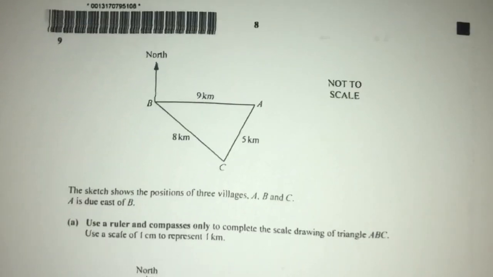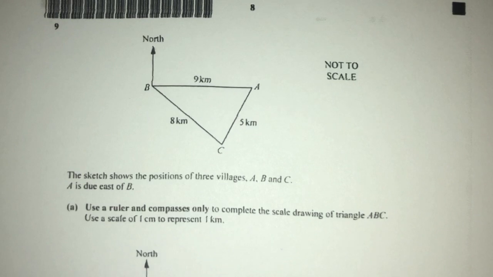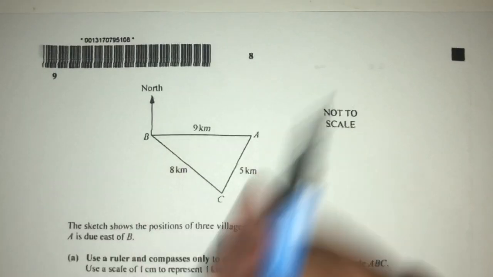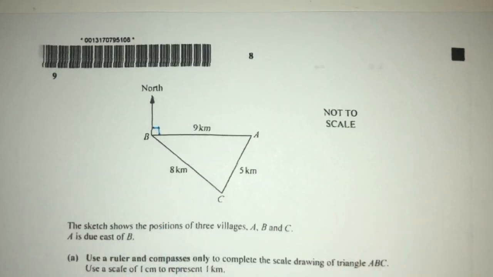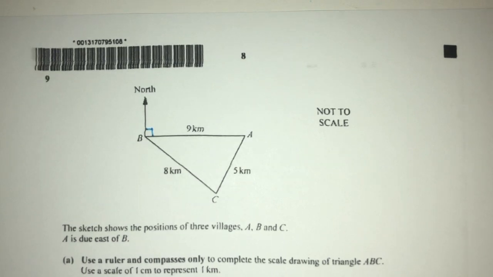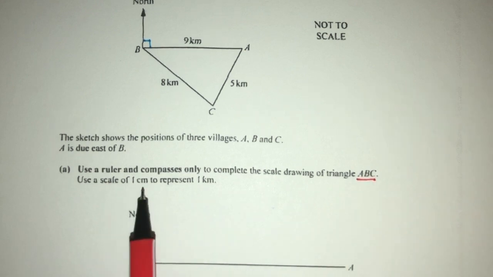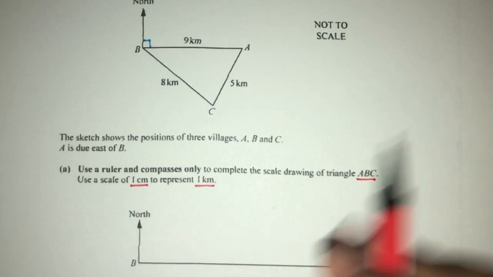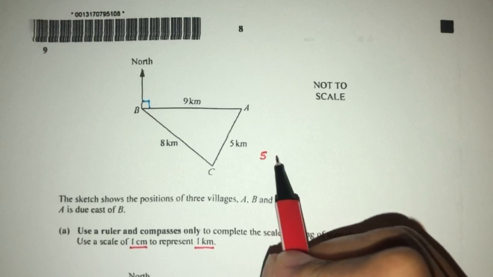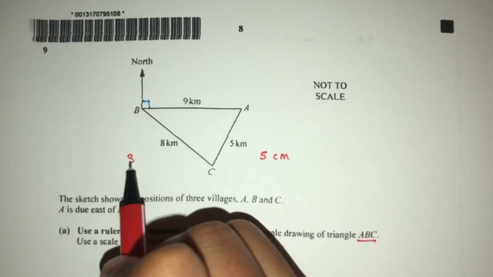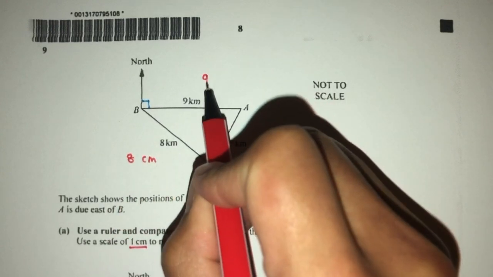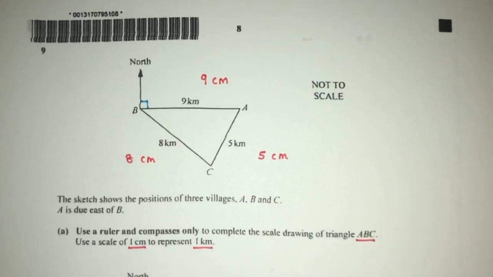Now let's move on to question number 9. So here we have the positions of 3 villages, A, B, C. Now A is due east of B. Okay, so this will have to be 90 degrees. That's the first thing we understand from that line. Now, using a ruler and a compass only, complete the scale drawing of the triangle ABC using a scale of 1 centimeter for 1 km. Which means this has to be 5 centimeters, 8 centimeters, and 9 centimeters.